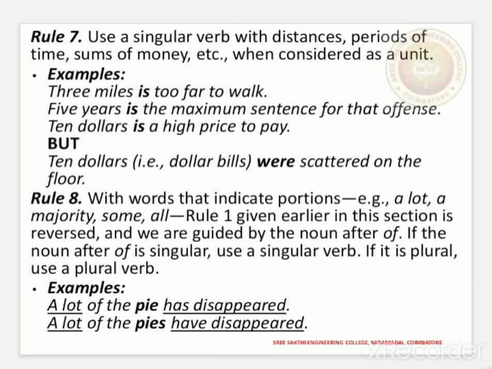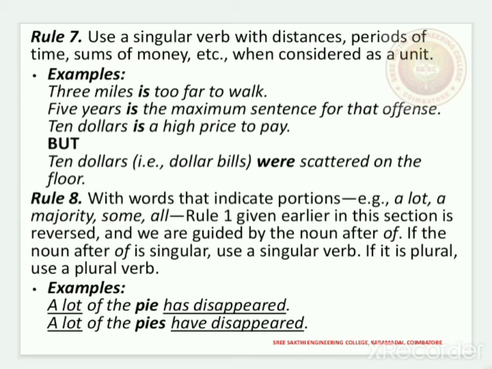Rule number 7. Use a singular verb with distance, period of time, sums of money, etc., when considered as a unit. Example: 3 miles is too far to walk. The second one: 5 years is the maximum sentence for that offense. $10 is a high price to pay. But, for example, $10 bills were scattered on the floor.